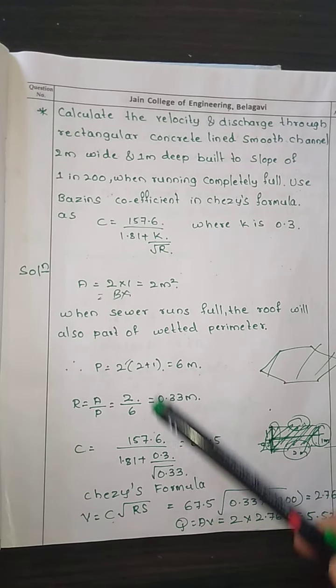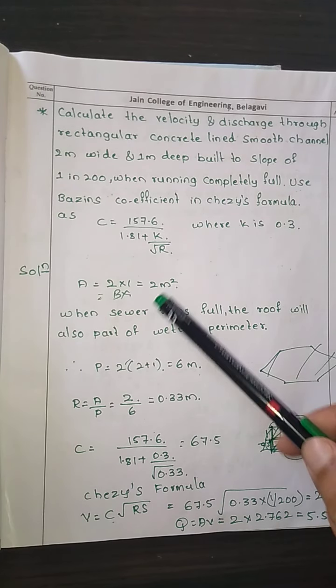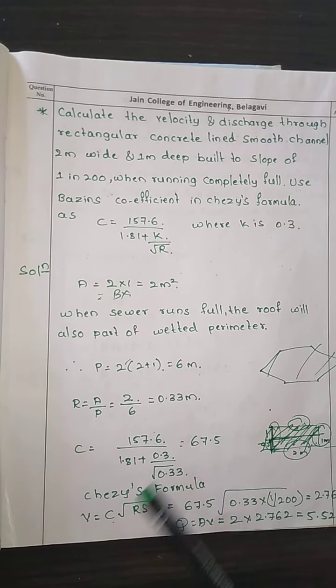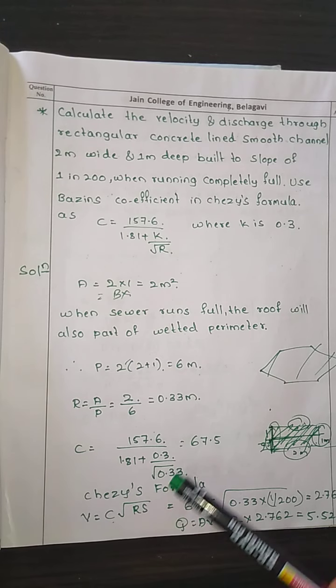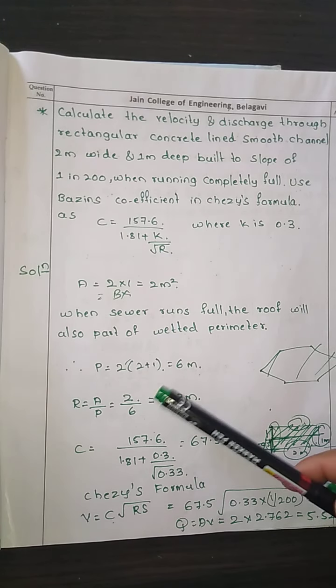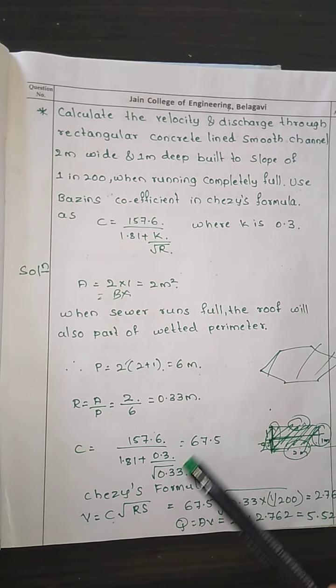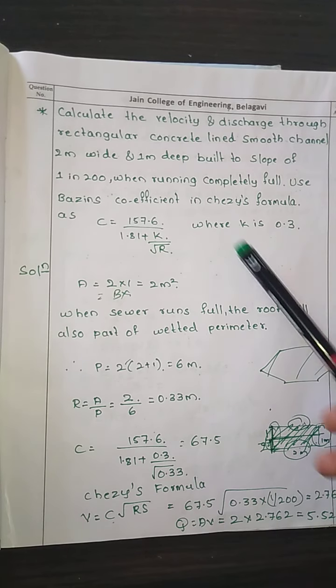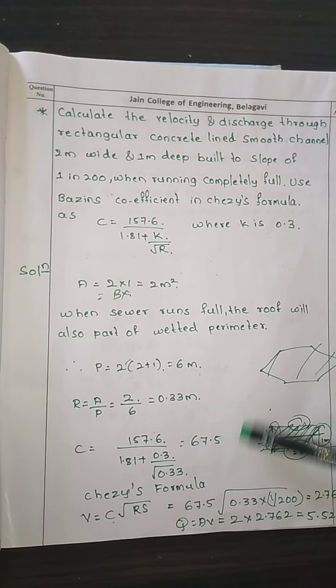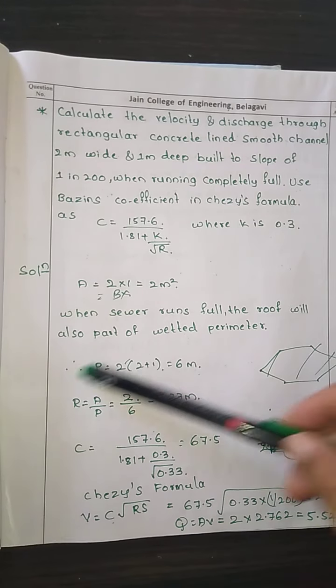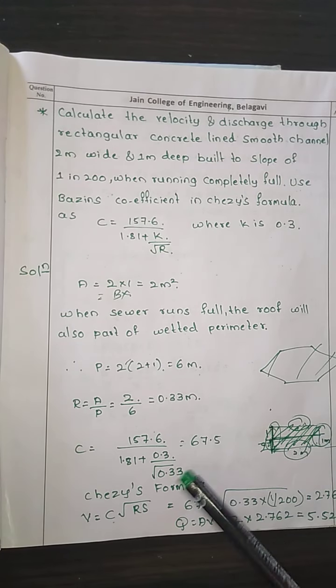Now r is equal to a by p. A we have already determined as 2 meter square, and p we have determined as 6 meter. If we simplify it, we are going to get 0.33. Now we need to find out the Bazin's coefficient. So what is the formula? c is equal to 157.6 divided by 1.81 plus k by root r. Now k value is 0.3, and r value we have calculated as 0.33. So we have just simplified it and we have got c value as 67.5.